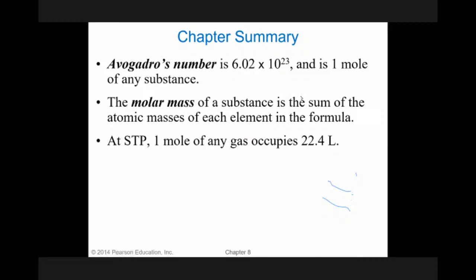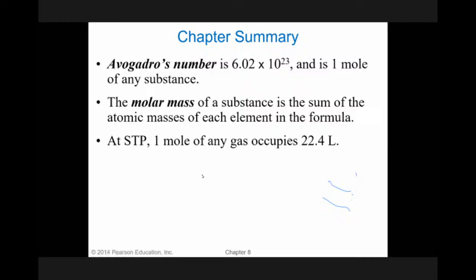The Avogadro number is this number now. Remember that number, 6.02 times 10 to the 23rd. It's just like 12 things equal to a dozen. Remember that? And there's one mole of any substance. One mole of any substance weighs this much. Like 12 of anything becomes a dozen. The molar mass of a substance is the sum of the atomic masses of each element in the formula. STP, when you hear STP, the temperature is 0 degrees, the atmosphere is 1, and the volume is 22.4.